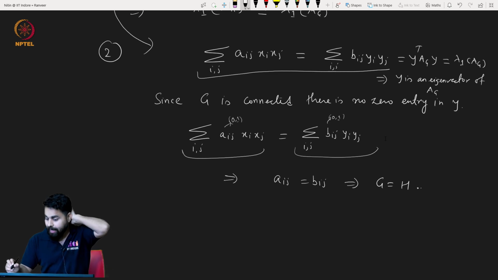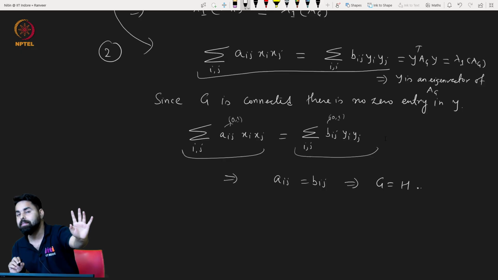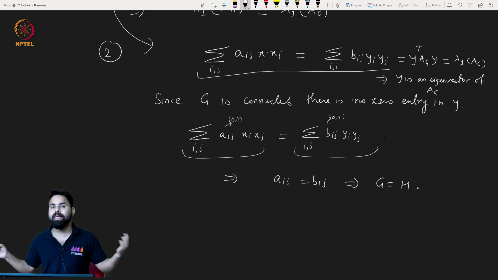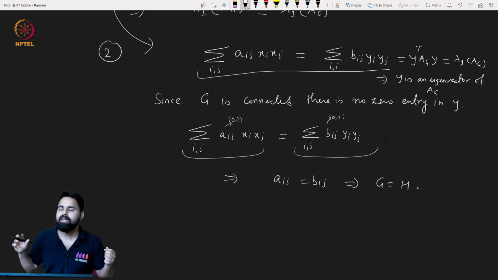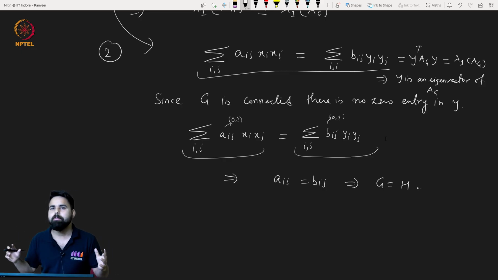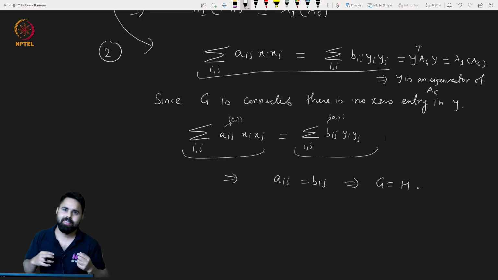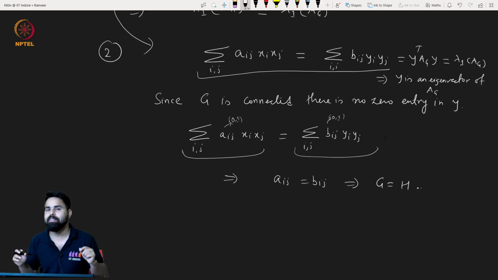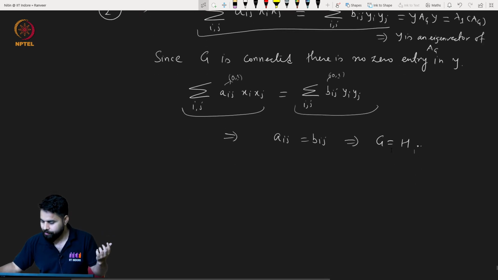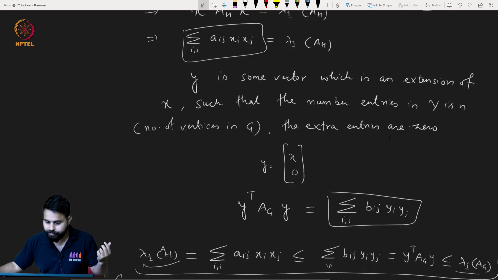And remember, don't confuse this: H is not necessarily induced. It can be any subgraph. We will see in the next lecture, maybe we will prove one very beautiful theorem, using which we can directly say, just by looking at the subgraph, if that subgraph is an induced subgraph, what the eigenvalues will be with respect to the original graph. But in general this is not true. Here this result is true even for graphs which are not induced. So very good. I hope this is clear.